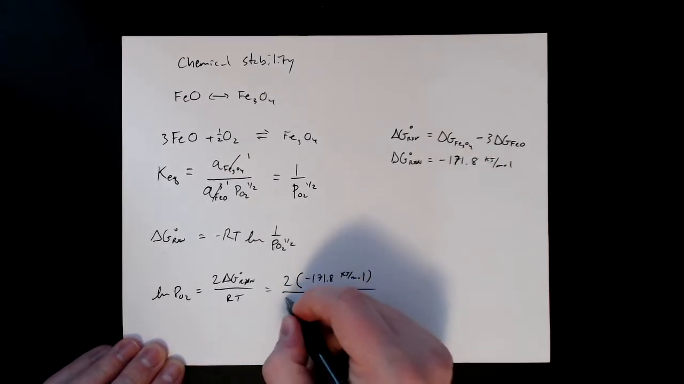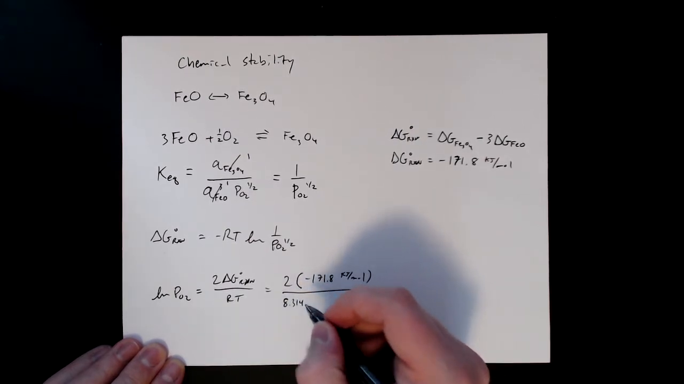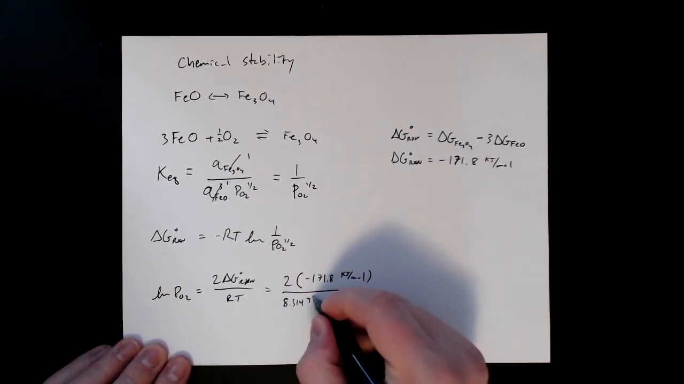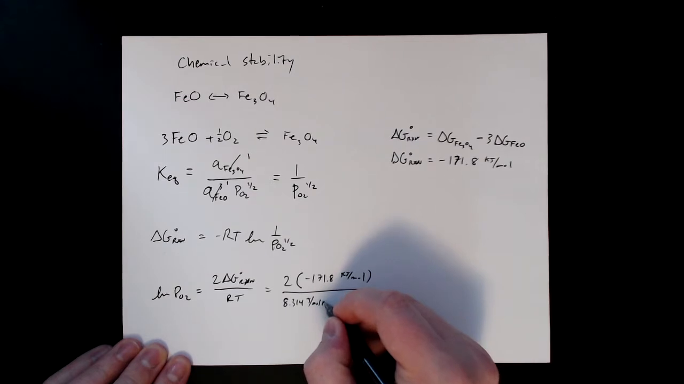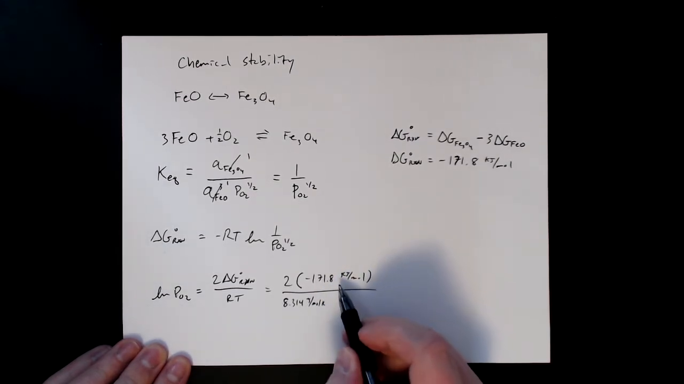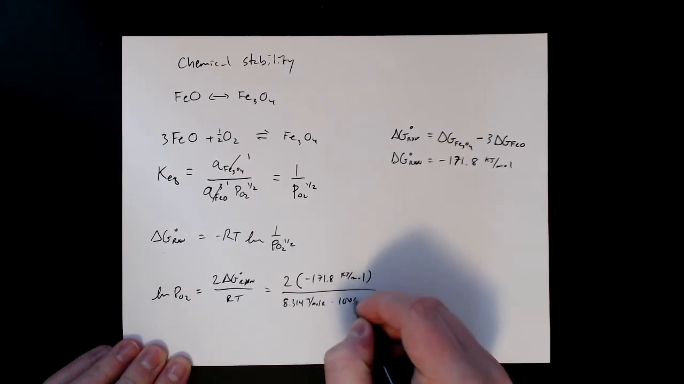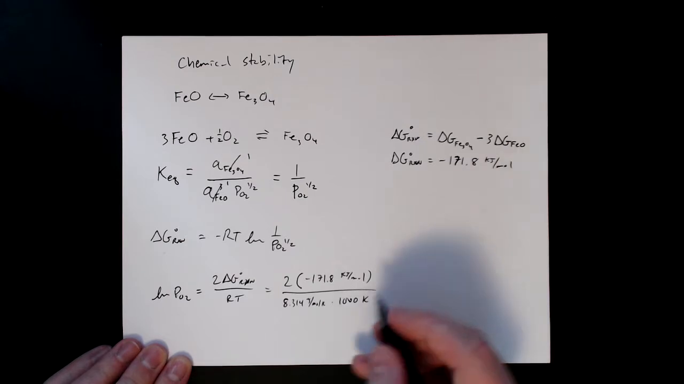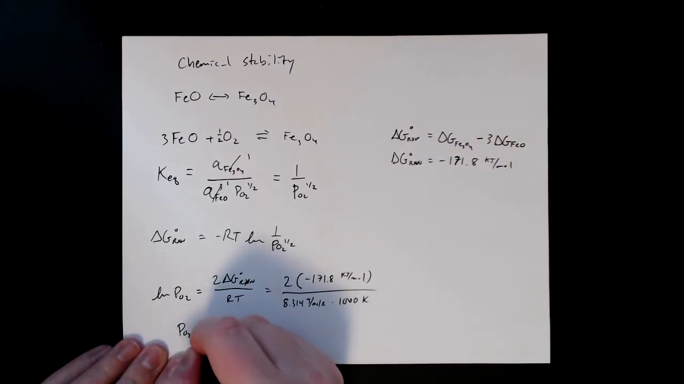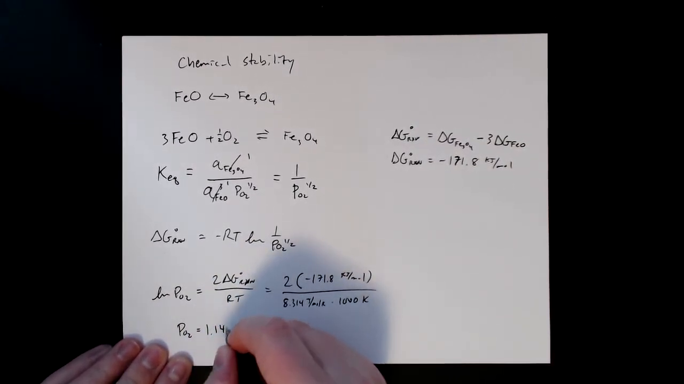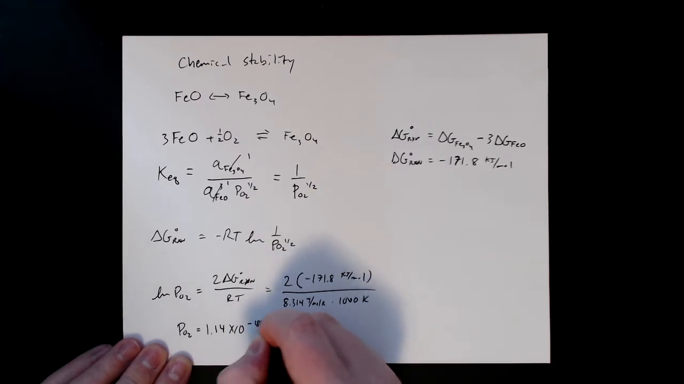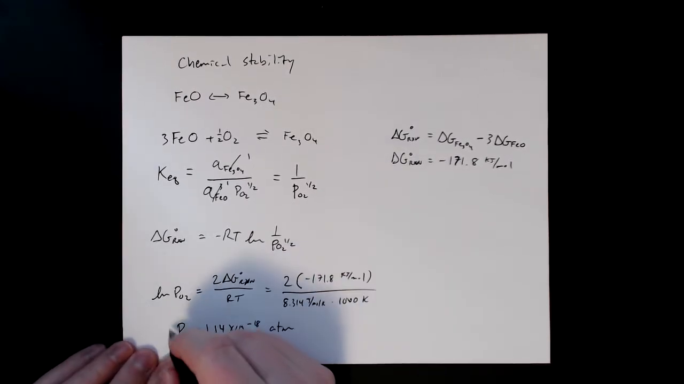And then we have, and again, this is in joules per mole K. So we will have to account for that up here. So this is in kilojoules, so we want to convert this into joules. So if we do all that, then what we get for PO2 is 1.14 times 10 to the minus 18 atmospheres.